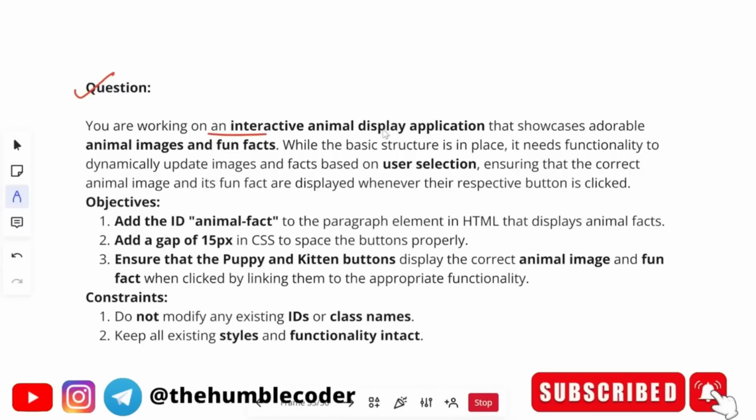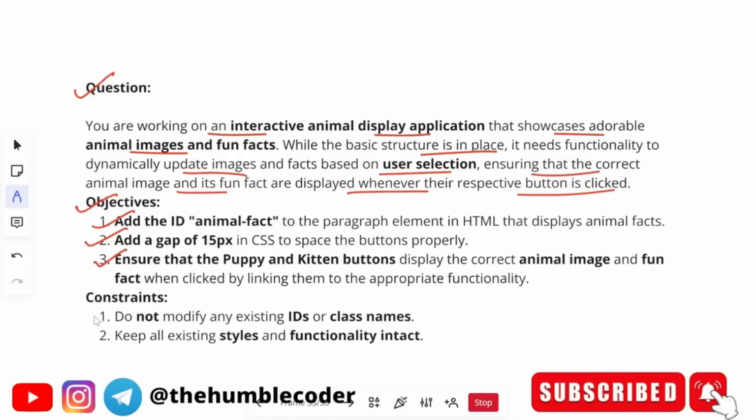You are working on an interactive animal display application that showcases adorable animal images and fun facts. While the basic structure is in place, it needs functionality to dynamically update images and facts based on the user selection, ensuring that the correct animal image and its fun fact are displayed whenever their respective button is clicked. The objectives are: add the ID animal fact to the paragraph element in HTML that displays the animal fact, add a gap of 15 pixels in CSS to display the buttons properly, and ensure that the puppy and kitten buttons display the correct animal image and fun fact when clicked by linking them to the appropriate functionality.